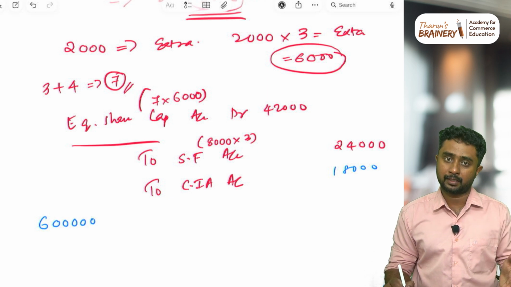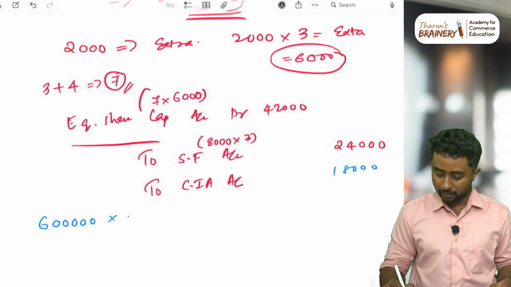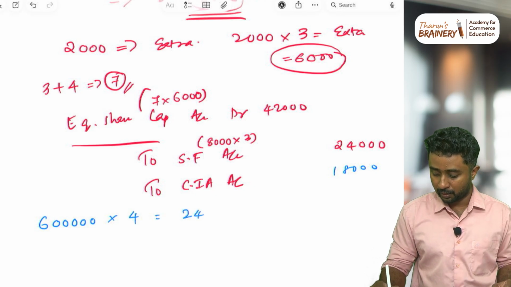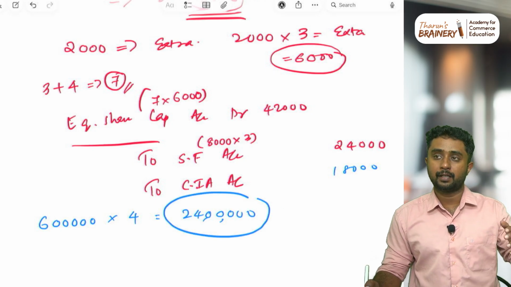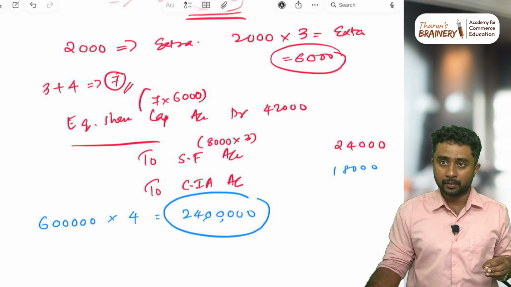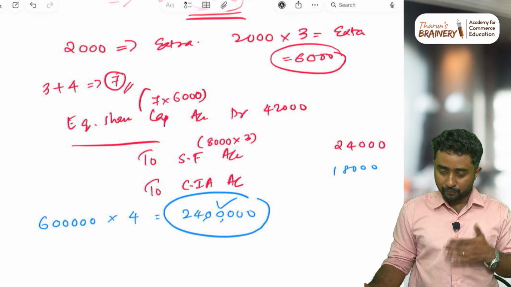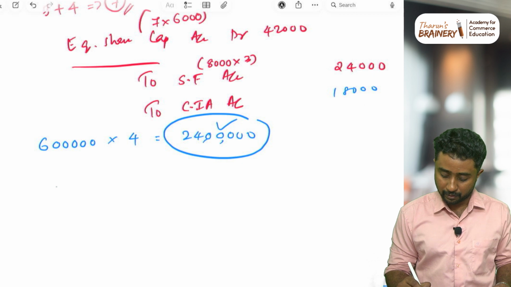Due entry means, for example, first call due. What will be the first call due? 6 lakh into first call amount, which was how much? 4 rupees. 6 lakh into 4, 24 lakhs. This is how you will be writing the amounts when it comes to the due entry. Due entry means: equity share first call account debit to equity share capital. When you are passing that entry, how much amount will you write? 24 lakhs.